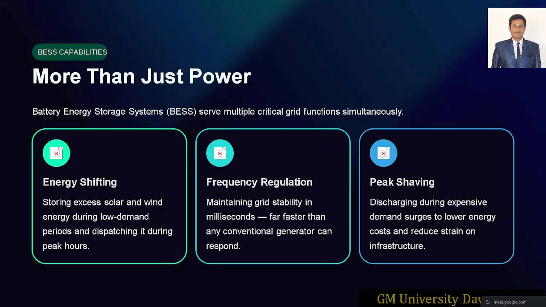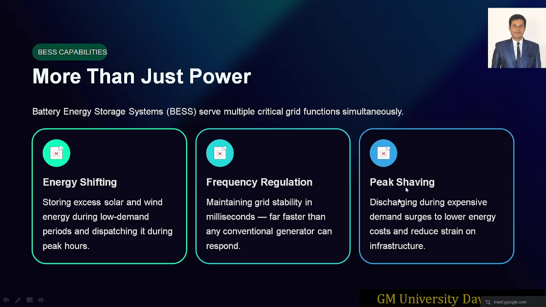Right, so these are the various services you can expect: energy shifting, frequency regulation, and peak shaving. Maintain the grid stability in milliseconds. It's very important. Every second you have to monitor the frequency. There shouldn't be deviations in the frequency, so we have to maintain all the various factors for frequency regulation, right? Which can respond from the generators also, from the conventional generator or from the grid also.